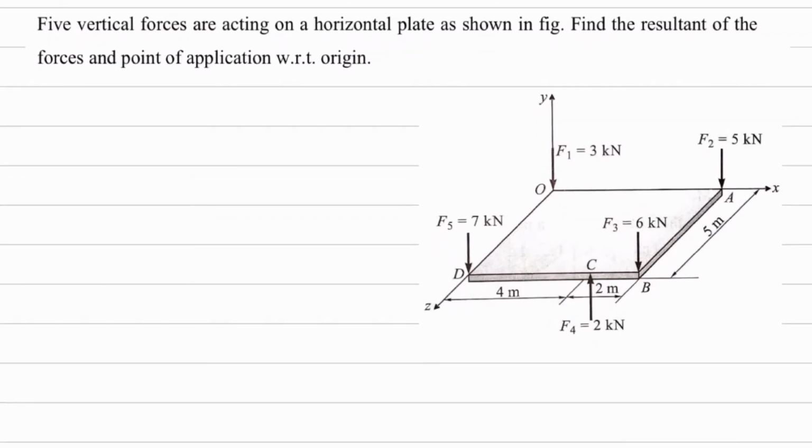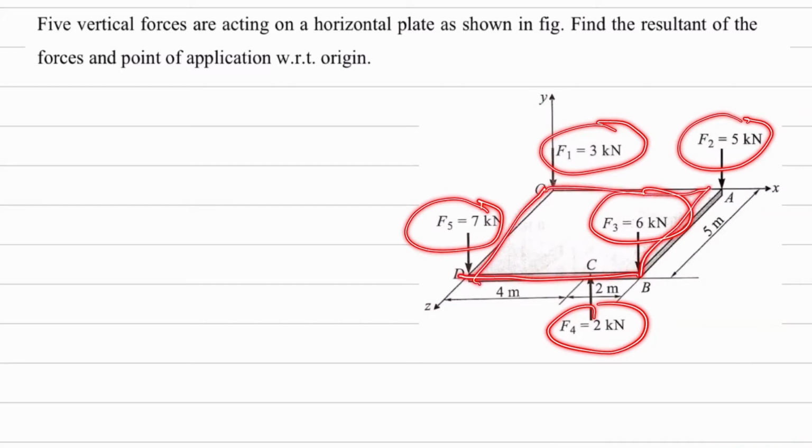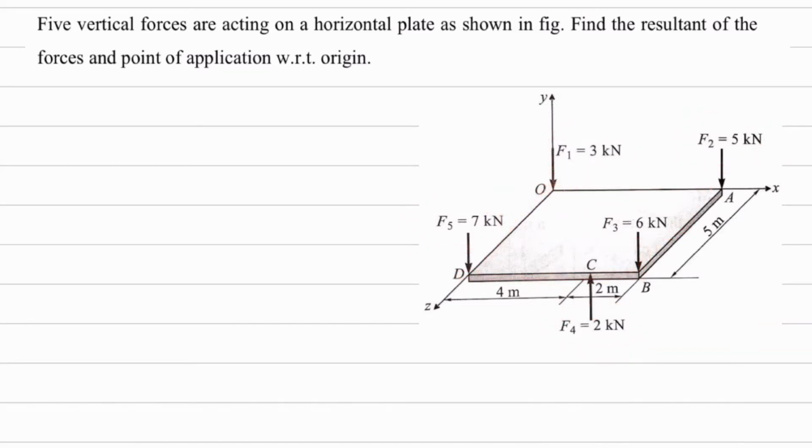So I'll go through the question. This is resultant of parallel force system in space. 5 vertical forces are acting on a horizontal plate. So here you can see a plate has been shown and 5 forces F1, F2, F3, F4 and F5. They are acting on this horizontal plate. Find the resultant of forces and point of application with respect to origin.